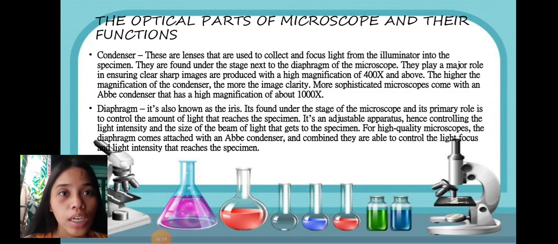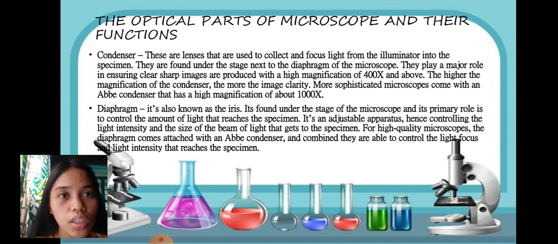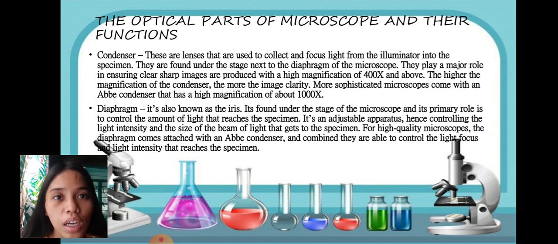Next is the condenser. These are lenses that are used to collect and focus light from the illuminator onto the specimen. They are found under the stage next to the diaphragm of the microscope. They play a major role in ensuring clear, sharp images are produced with a high magnification of 400x and above. The higher the magnification of the condenser, the more the image clarity. More sophisticated microscopes come with an Abbe condenser that has a high magnification of about 1000x.